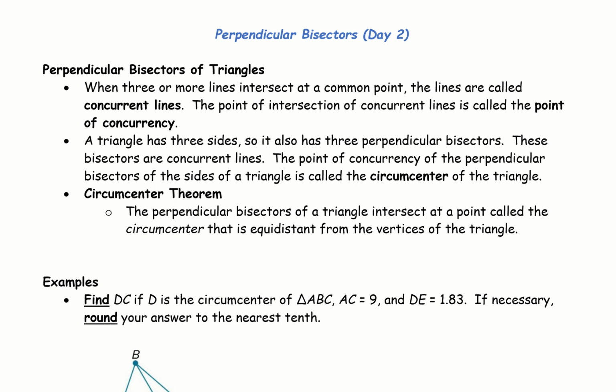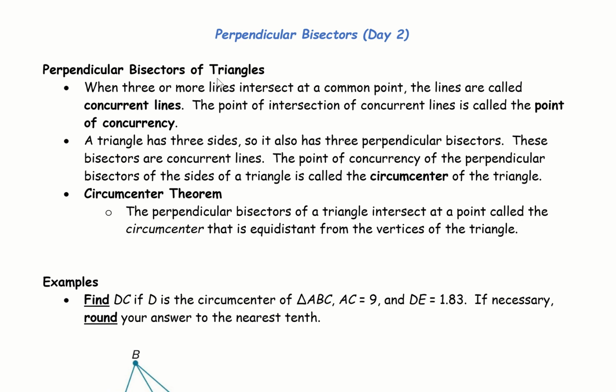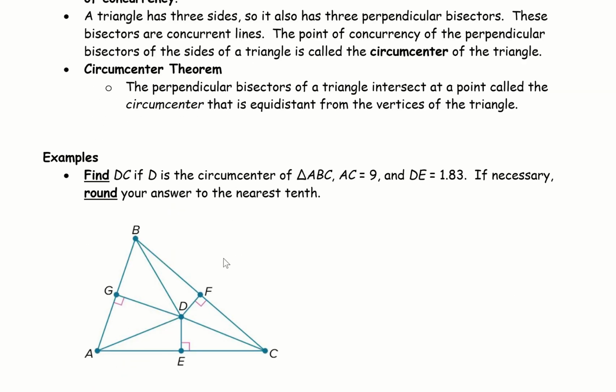It causes a point of concurrency when you bisect all three of the sides. So what you're basically doing is cutting each of the sides in half, and then they meet at a point in the middle. And if you look down here on the very first example, that point of concurrency would be point D.